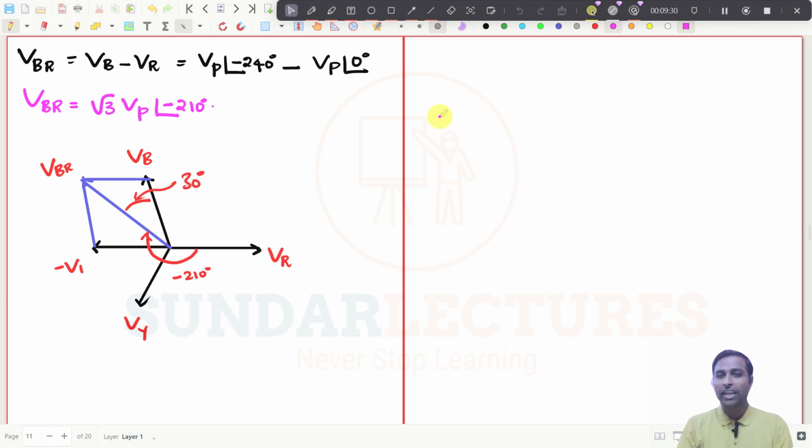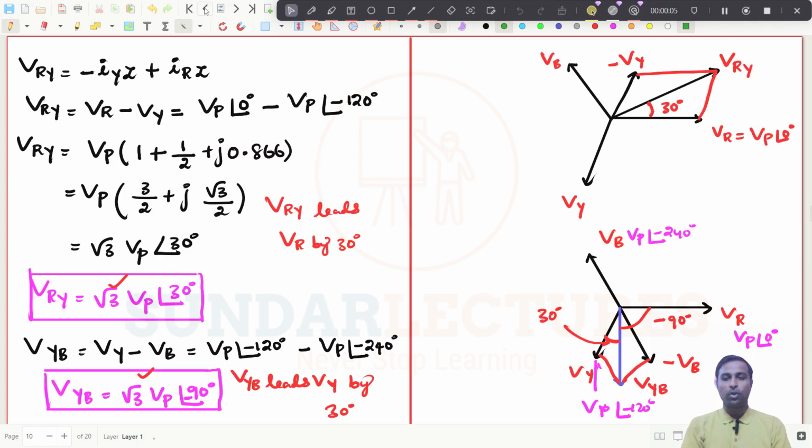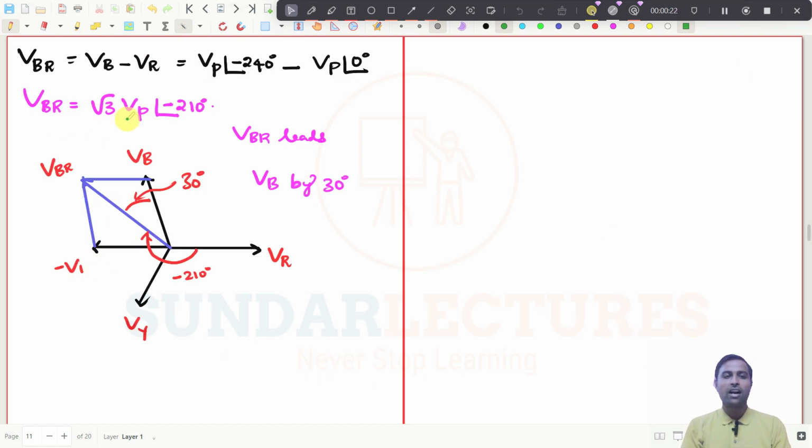Try to understand. And what I can write now, VBR leads VB. That means this is VB, right? It is leading, if I am going in this clockwise direction, this comes first, then obviously it is leading VB by 30 degree. So everything leads by 30 degree, right? That is the way you have to understand. So you have seen all three line voltages, right? See, this is line voltage. VRY is a line voltage, and we are getting root 3 times V phase at an angle of 30 degree, and VYB is root 3 times V phase at minus 90 degree, and you can see that VBR is root 3 times V phase at an angle of minus 210 degree.